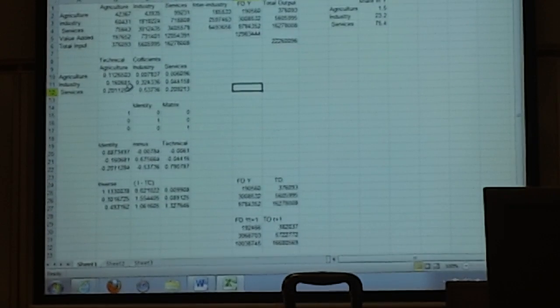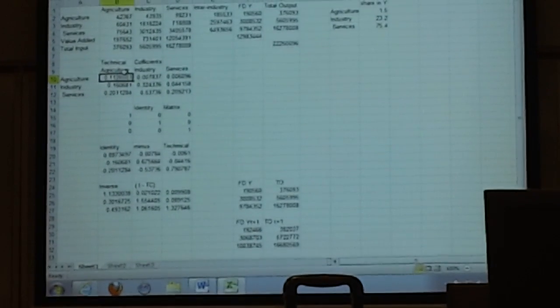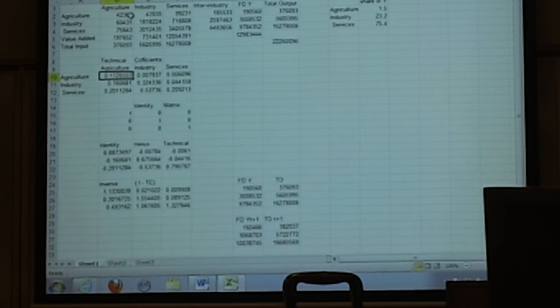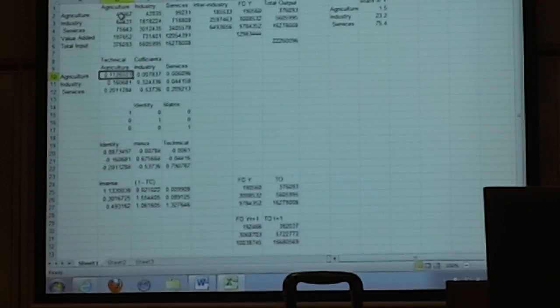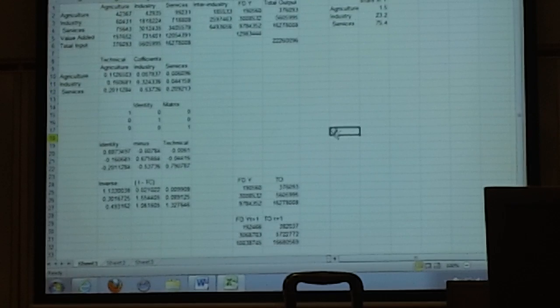Now, here we're making the technical coefficient, which is the T matrix. You can see that the first number here, B2, which is this number right here, divided by 37,609. And the number down here, B3, divided by 37,609. So that gives you the technological coefficient, the T matrix.